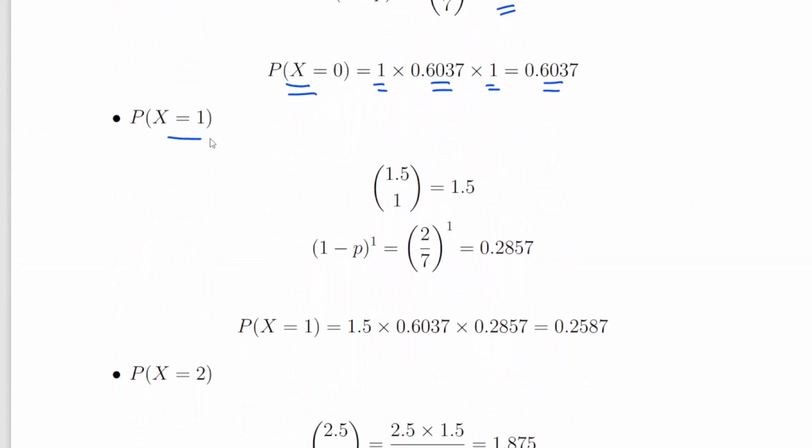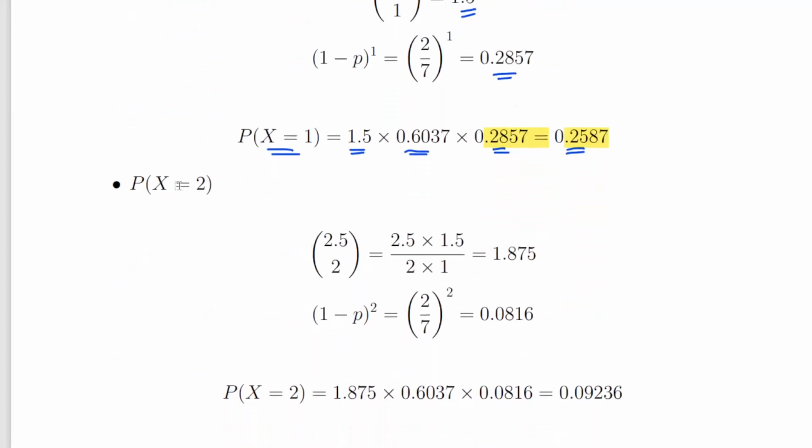Okay, the next one, probability of x equal to 1. From 1.5 choose 1, that's simply 1.5. 1 minus p to the power of 1, 2 over 7 to the power of 1, is 0.2857. So put it all together. Remember, this term is constant, p to the power of r. 1.5 times 0.6037 times 0.2857 should work out to be 0.52587. Just as a remark, it looks like these numbers are the same, but actually they're different numbers. Very close, but different. That isn't a typo, you're just looking at two different numbers.